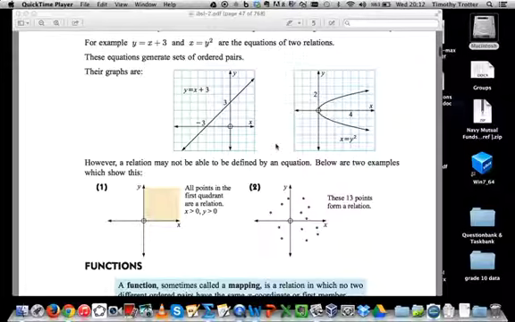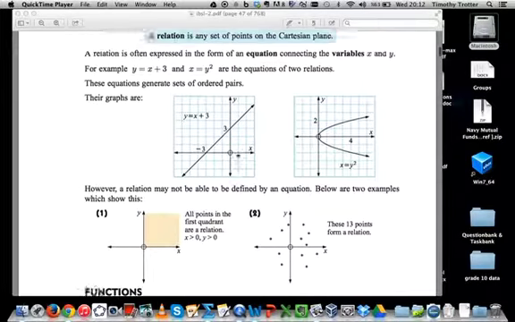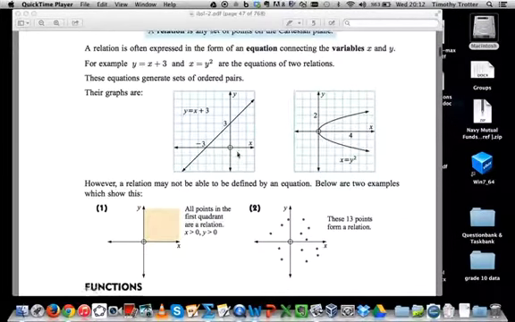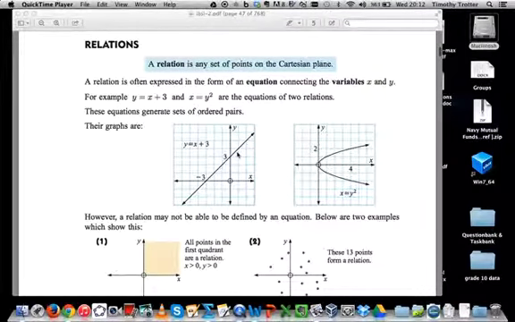Now, if we look at these examples here, we've got some relations. This one looks like a straight line. We've got this one here. We can even have a definition that relates x and y. We can say all the points in the first quadrant. That's a relation. And we can have a scatter plot like this. And this is a relation. It's just showing a relationship between these two variables. Now that relationship might be very clear and definite, and others might be very ambiguous. But still, there is a relation, a connection between those two variables.